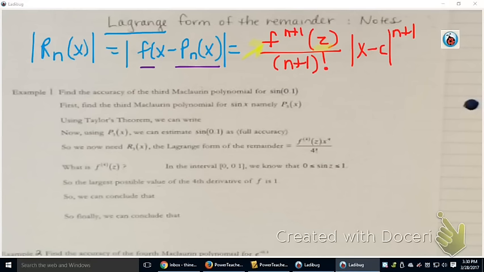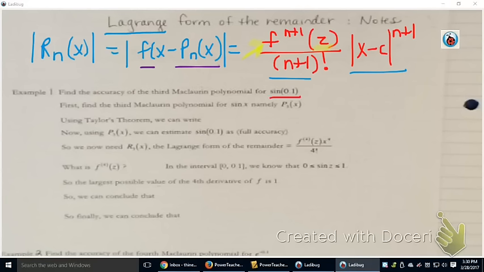Then you do x minus c. c is where you're rotating around, or where the center is, and then to the n plus 1. So you'll recognize most of it as the polynomial. It's just that f to the n plus 1 looks strange, but it means the next derivative at z. So z is the thing that normally we would need to find, and I'll show you that as we work out some problems.